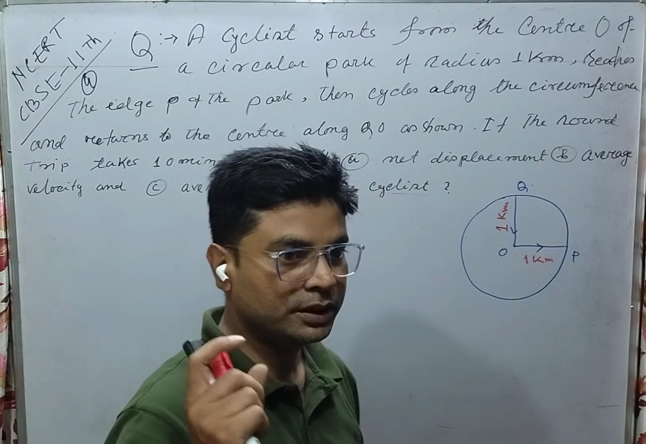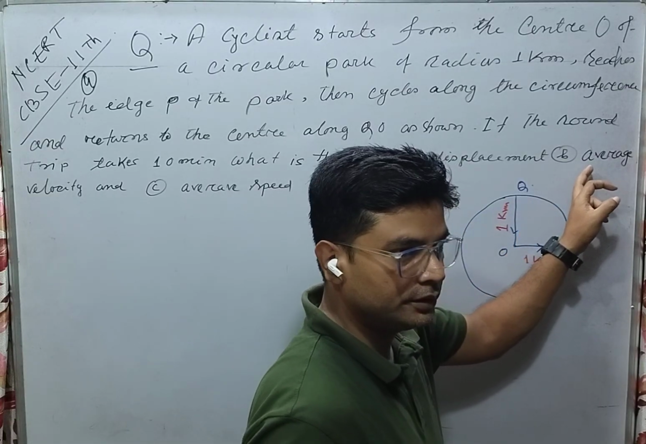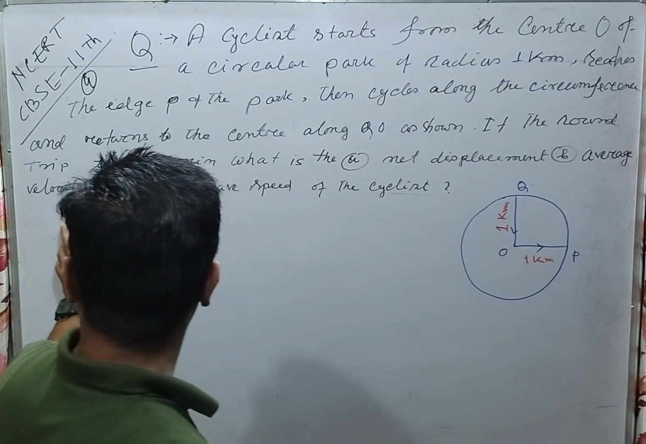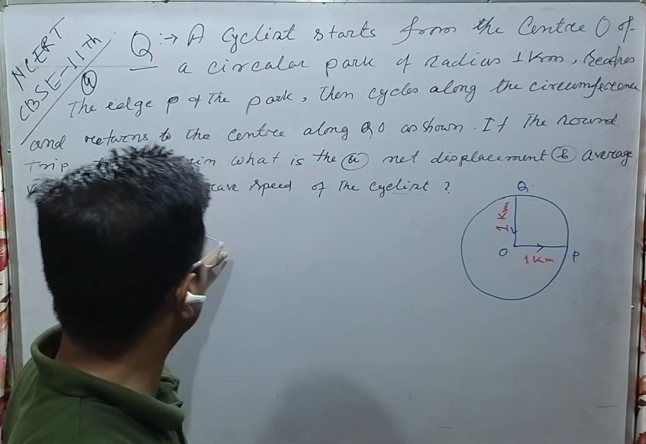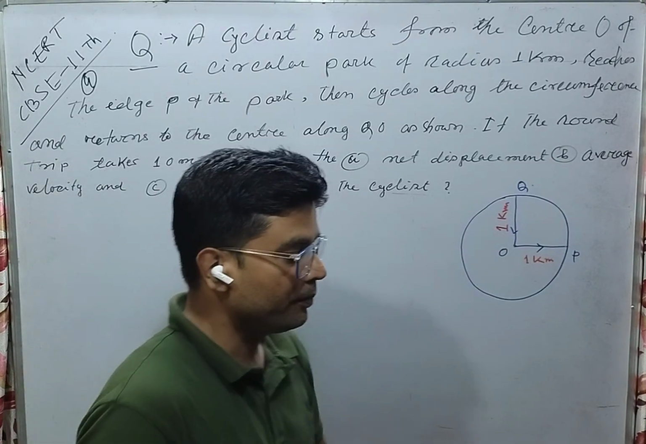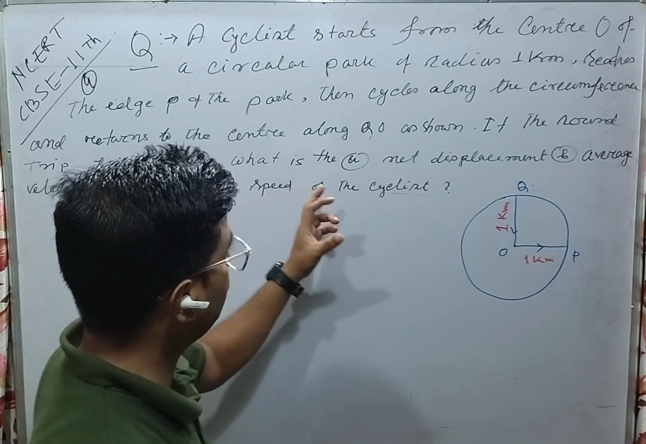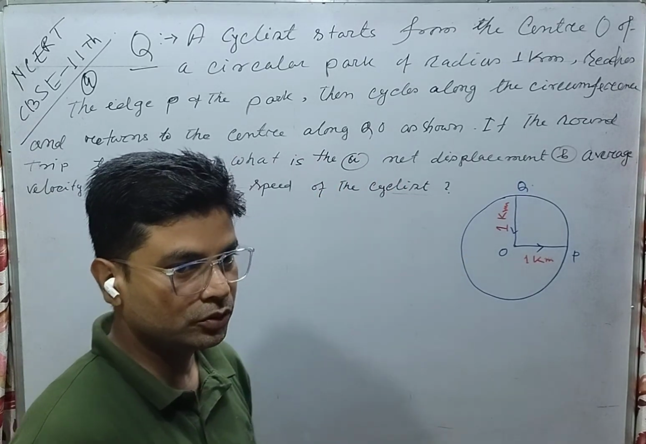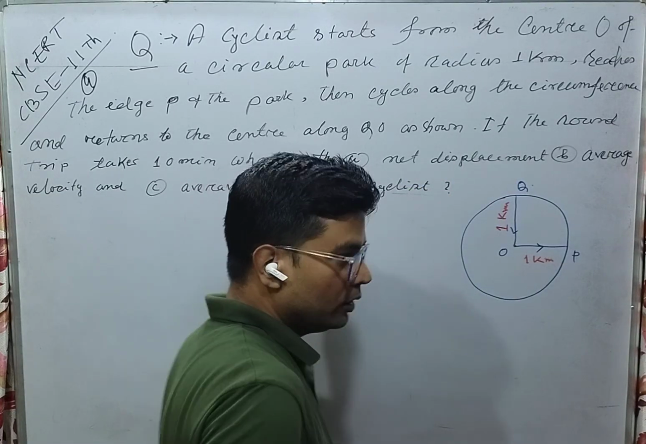Net displacement of the cyclist will be calculated. Number 2 question, average velocity of the cyclist, and third question, average speed of the cyclist. Students, here we have to solve 3 questions. First question is net displacement.